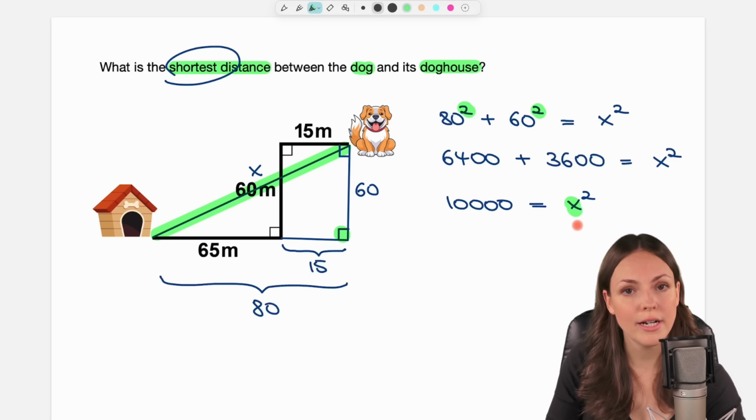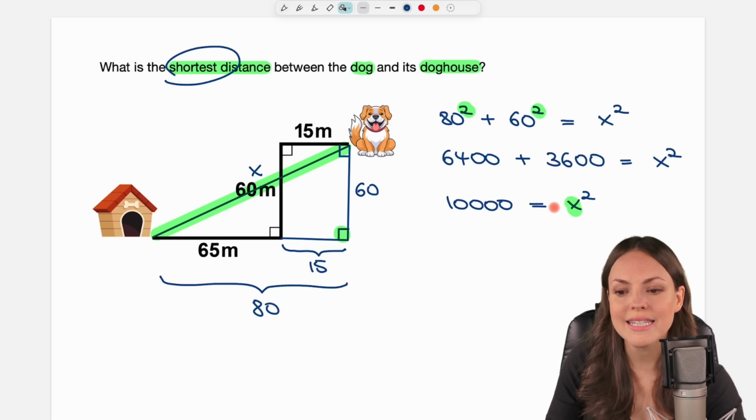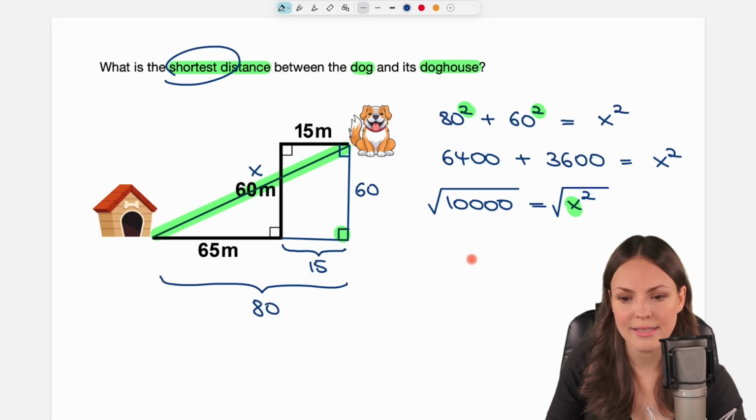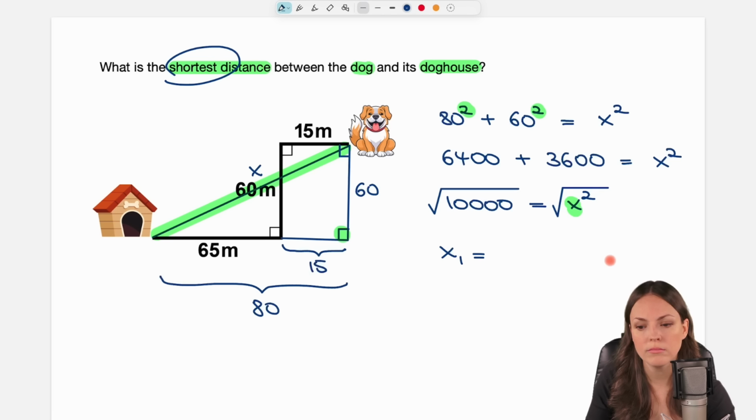And to solve for x now, we only have to get rid of the square here. So let's take the square root on both sides of the equation. If we do that, we get two solutions for our x. A first positive solution, x1, and a second negative solution, x2.